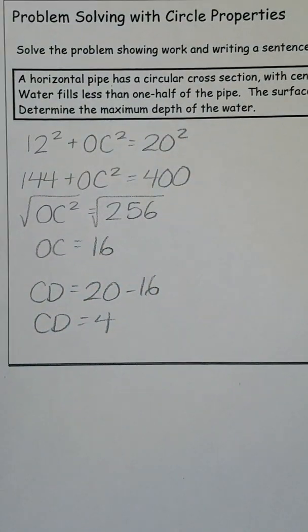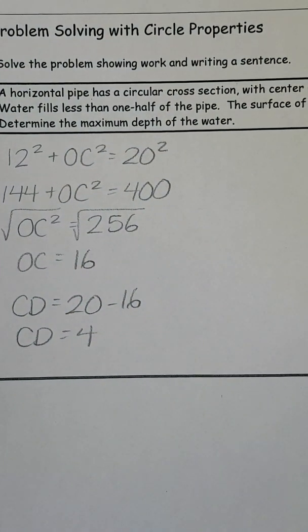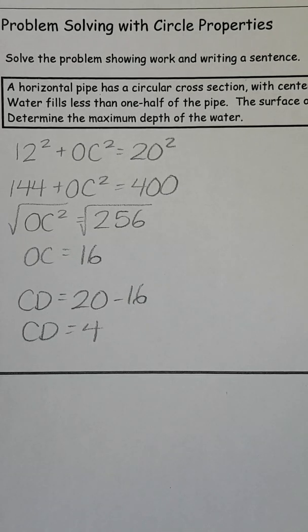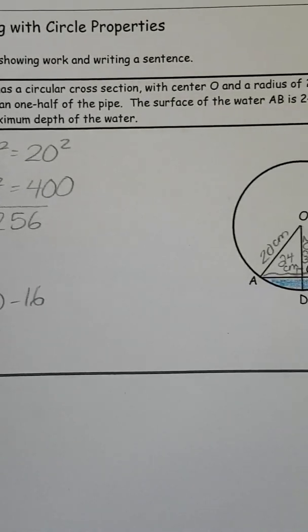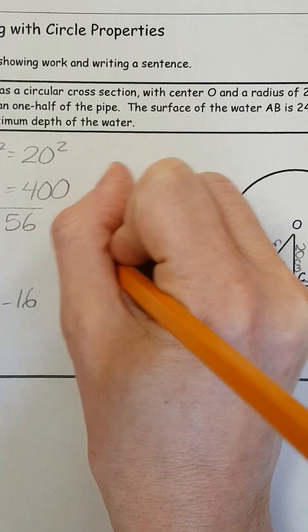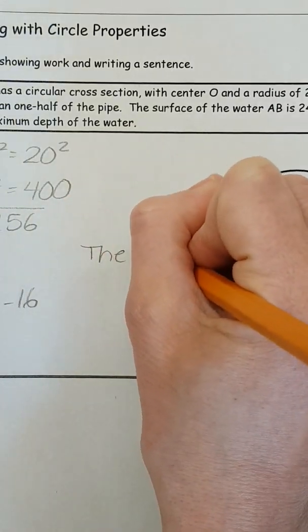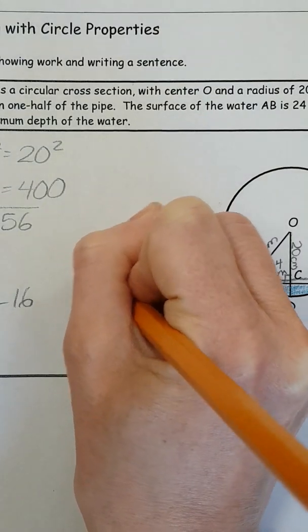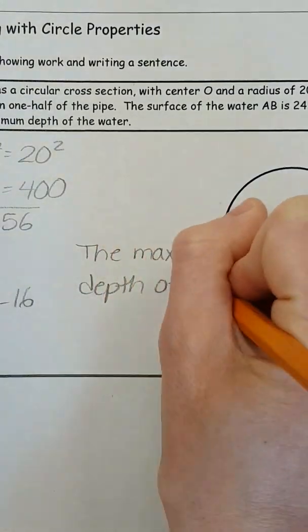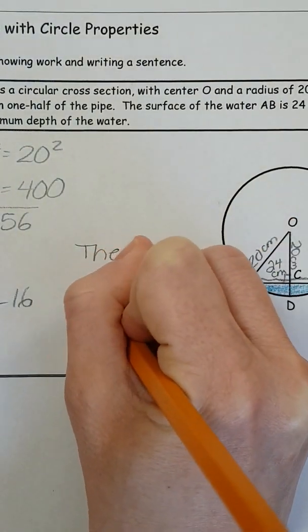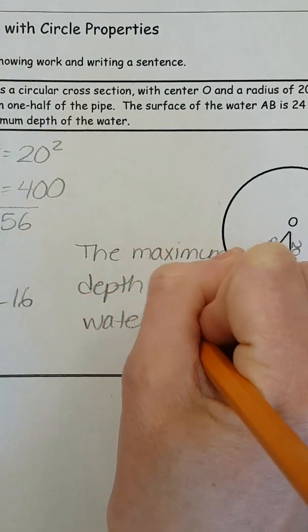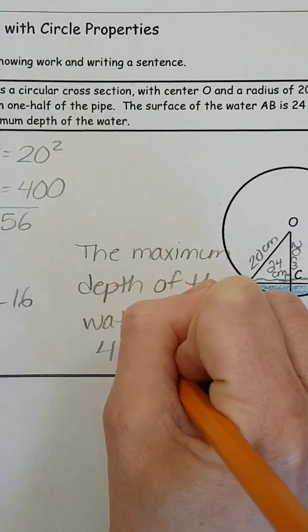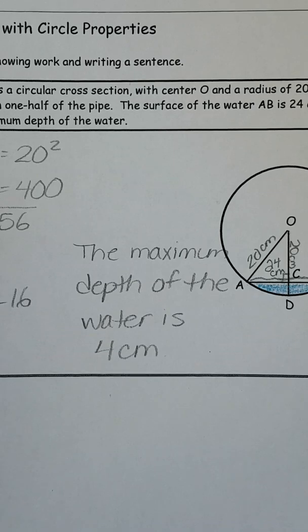So the instructions above, you can just see it up in the top corner there, say to write a sentence. I'm only looking for the units in your sentence. So it says determine the maximum depth of the water. It's 4 centimeters. So that's the end of that unit.